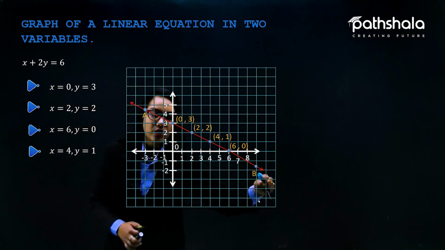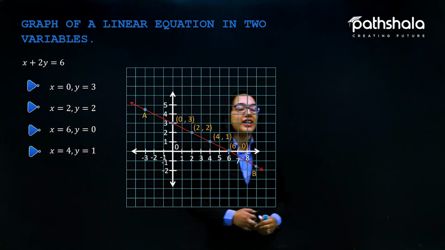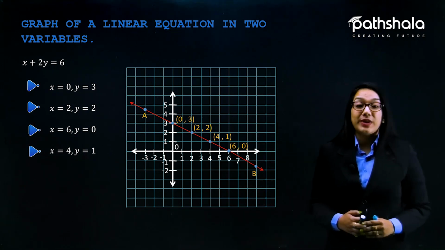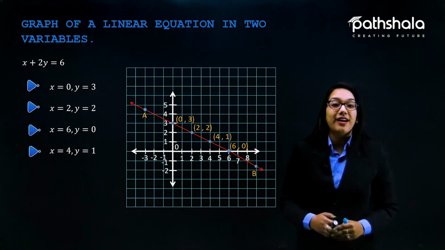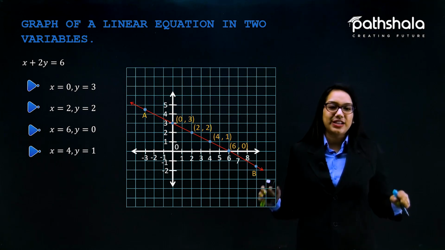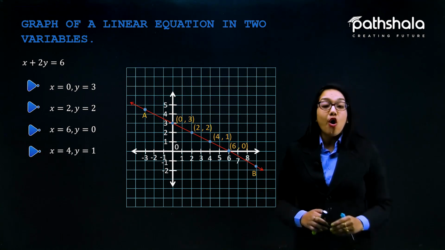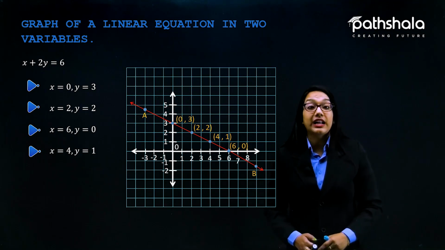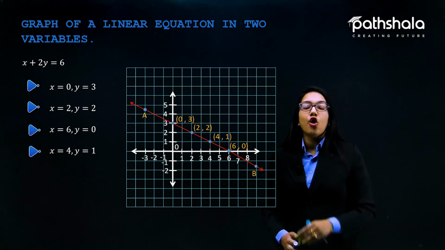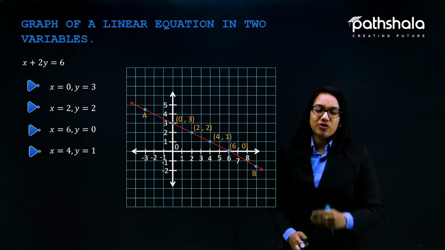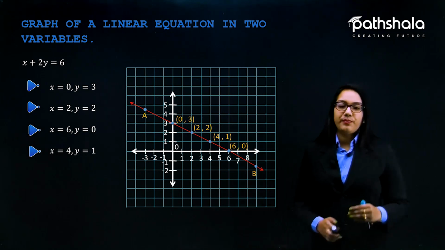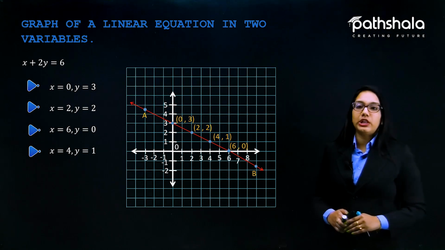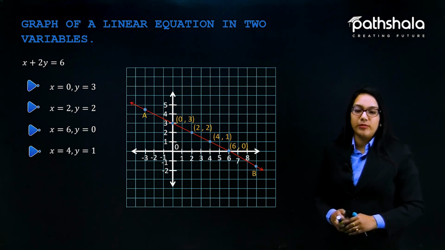This red straight line is actually representing x plus 2y is equal to 6, which we can see is nothing but a straight line. So this is the geometrical representation, or we can say the graphical representation, of x plus 2y is equal to 6. I hope the graphical representation of this particular linear equation in two variables is all clear to you.